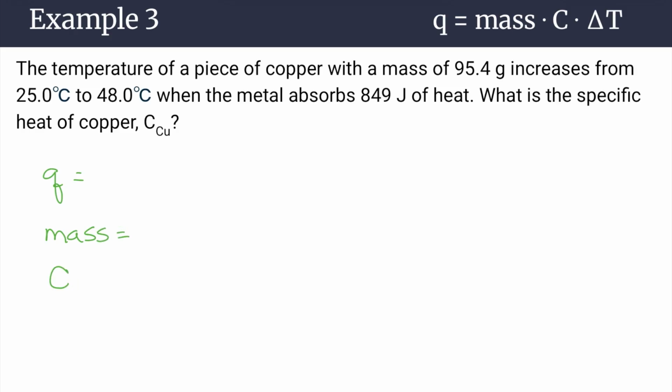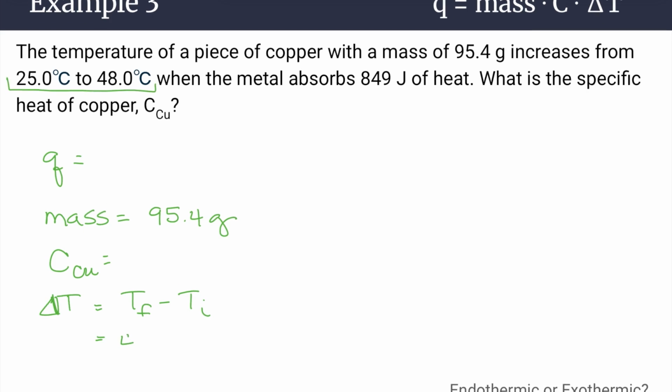We've got C, because the substance we're looking at is copper, and then delta T is final temperature minus initial temperature. And so as we look at what we have, the temperature of a piece of copper with a mass of 95.4 grams is increasing from 25 to 48. So 48 degrees is our final minus that 25 degrees. And so our delta T is positive 23.0 degrees Celsius.